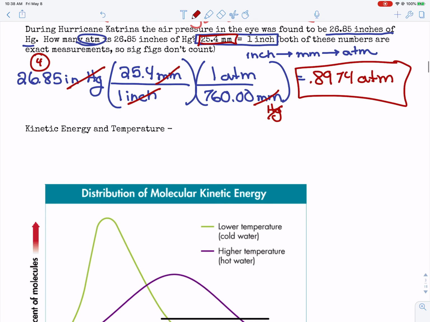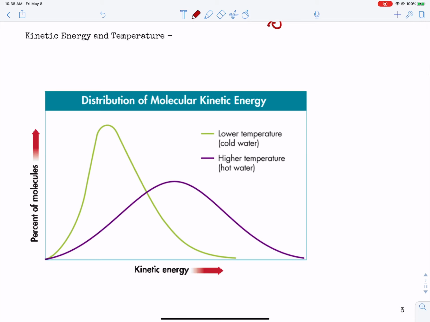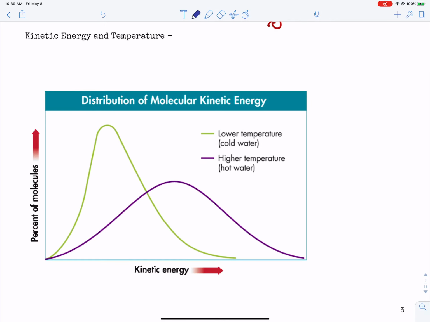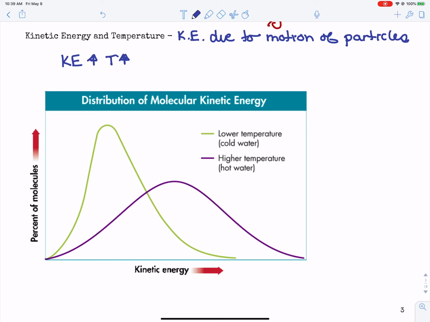And then as we wrap up for today real quick, the kinetic energy and temperature, how are they related? We know that as kinetic energy increases, temperature increases, right? Kinetic energy is the energy due to motion, the motion of the particles. As kinetic energy increases, temperature also increases, but it doesn't actually increase in the same way.